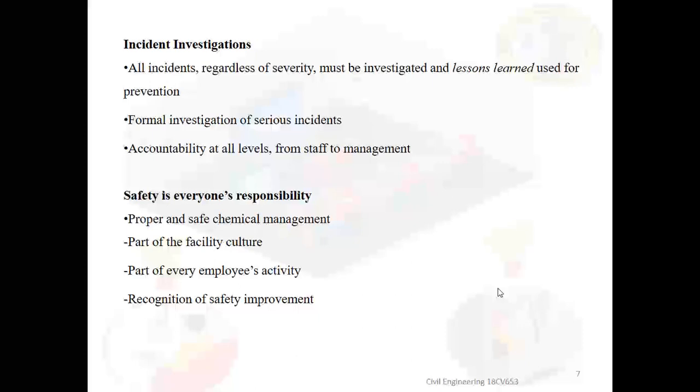So proper and safe chemical management is only possible if everybody is a part of the facility culture, if chemical safety management is a part of every employee's activity, and if there is recognition for safety improvement. Only then will safety be there for everyone.